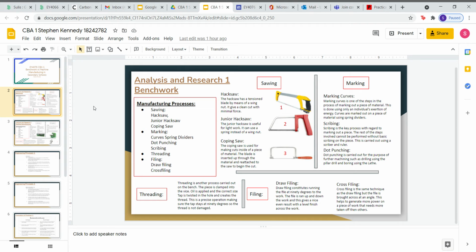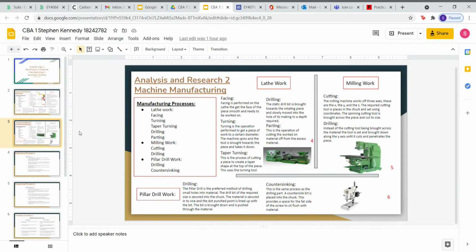Under each subheading, I just wanted to provide a little bit of information. So for example, under the coping saw, I put: the coping saw is used for making cuts inside of a piece of material. The blade is inserted up through the material and reattached to the saw to begin the cut.